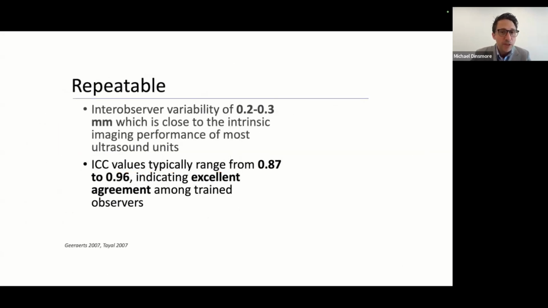It's very repeatable. The inter-observer variability is roughly 0.2 to 0.3, and the ICC values typically range above 0.9. So it's excellent agreement among trained observers. The more people are doing this, the better it's becoming, especially with ultrasound technology. The values are becoming more reproducible.